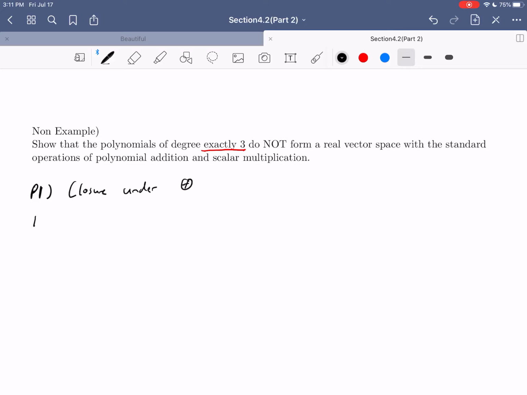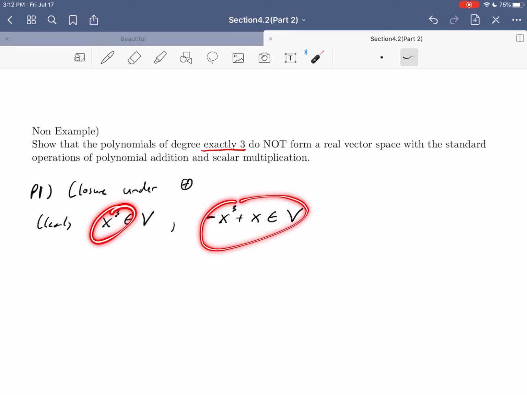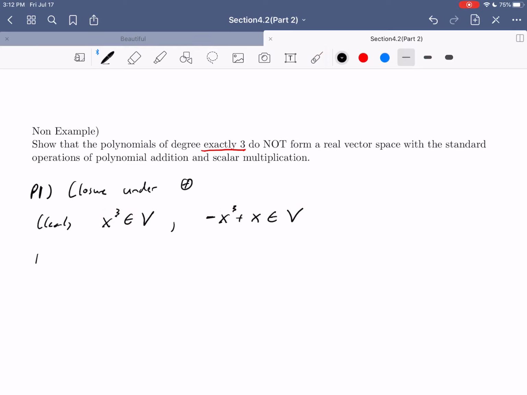Well, it should be pretty clear that x cubed is an element of V here, right? x cubed is definitely a polynomial of degree exactly 3. And negative x cubed plus x is also an element of V. That is definitely a polynomial of degree 3, because remember, degree is just whatever the highest power that's present. So this is degree 3, this is degree 3.